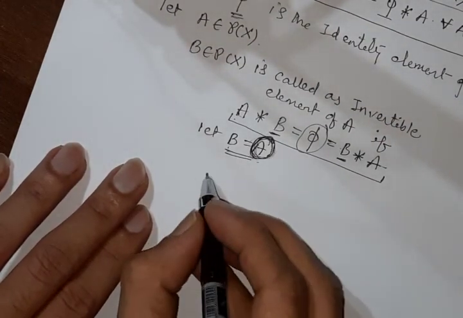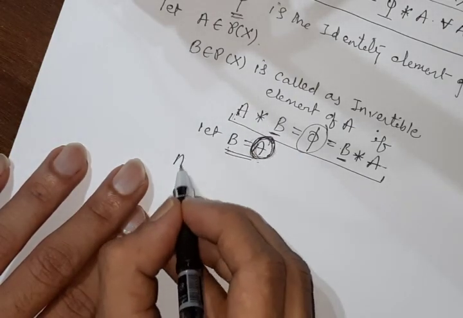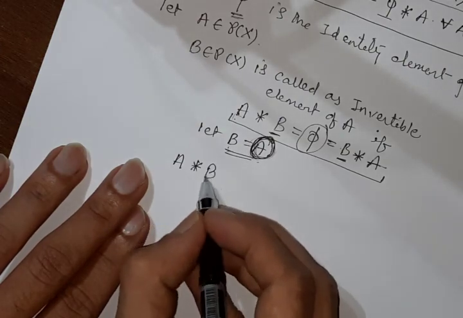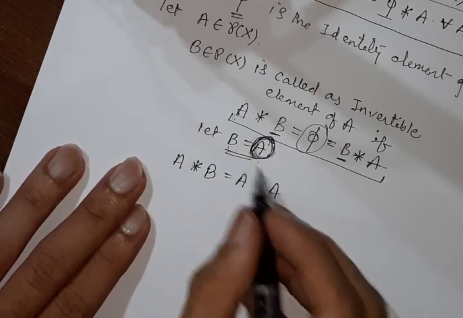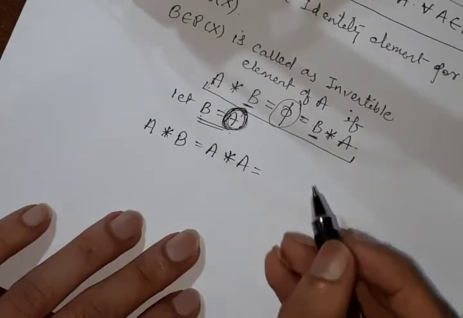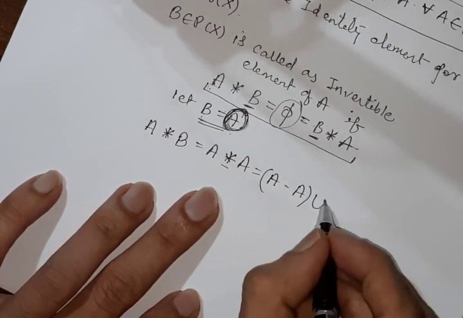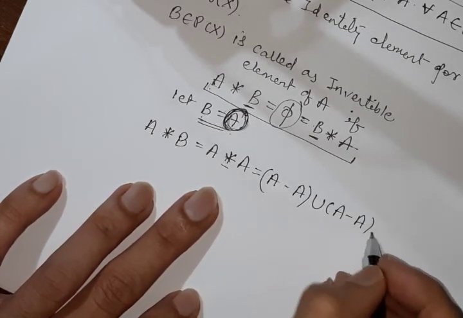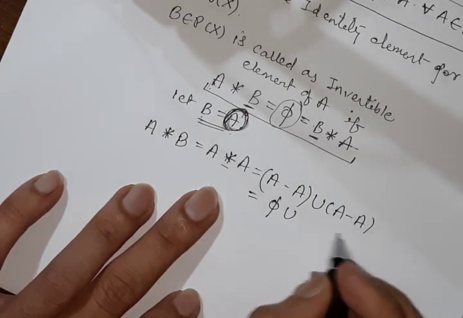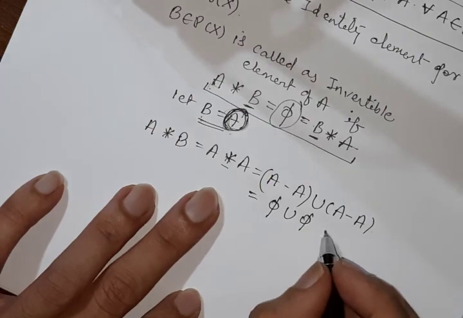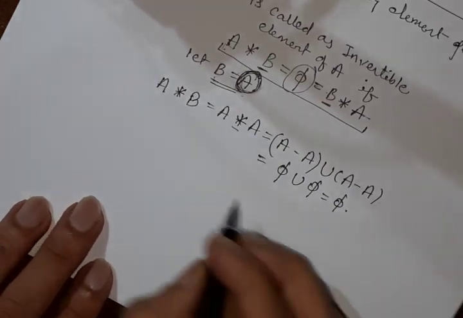So now let us check. What we have to check is A star B, which is equal to what? Actually A star A only, because B is equal to A. By the definition of star, it is A minus A, union A minus A. A minus A is the empty set, union A minus A will be again the empty set, and so that will be equal to the empty set.